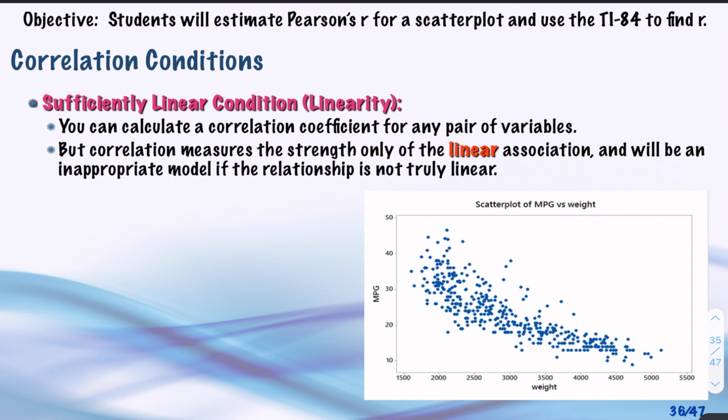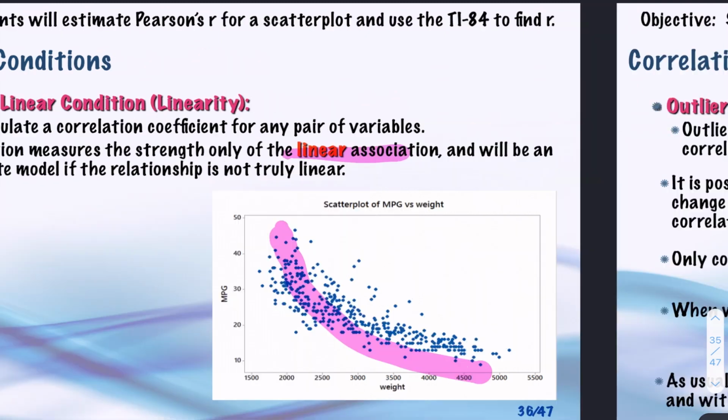The next condition when we're looking at correlation is sufficiently linear. So you can calculate a correlation coefficient for any pair of variables. It exists. We saw that earlier when we were talking about curvilinear functions that were quadratic or possibly sinusoidal. So correlation measures the strength only of a linear association, and will be an inappropriate model if the relationship is not truly linear. So if you look at this curvilinear graph, kind of looks like a decaying exponential function, it will come up with an R. It will tell you the strength, but that does not mean that it's appropriate. So we have to check that we are sufficiently linear.